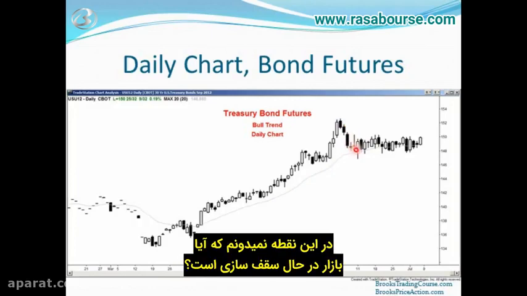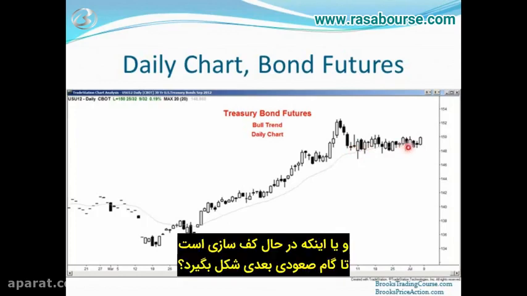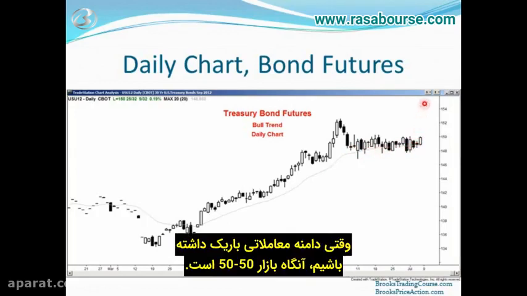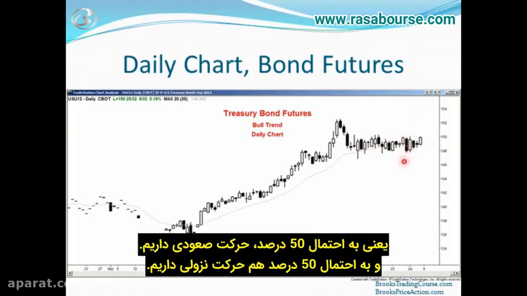At this point, we don't know if the market is topping out or if it's forming a base for another leg up, right? Whenever you have a tight trading range, it becomes a 50-50 market. Equal chance of a resumption of the trend, equal chance of a reversal and a sell-off.